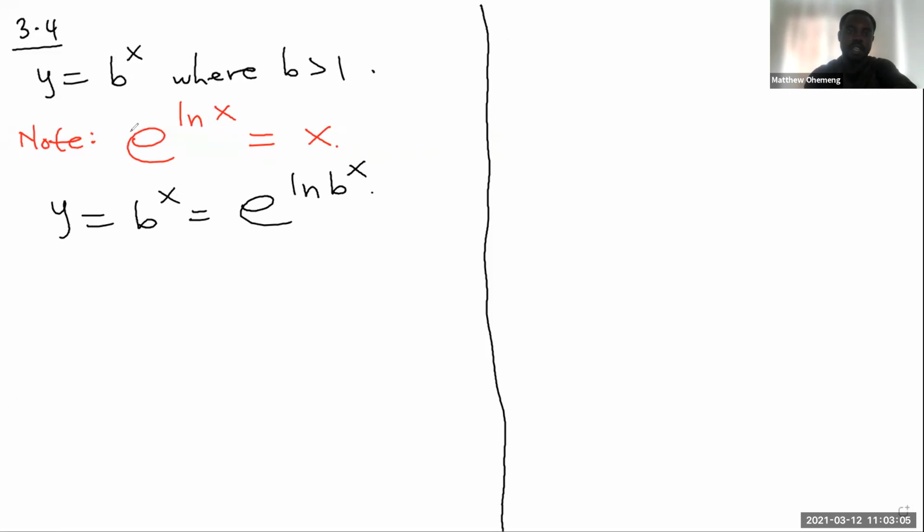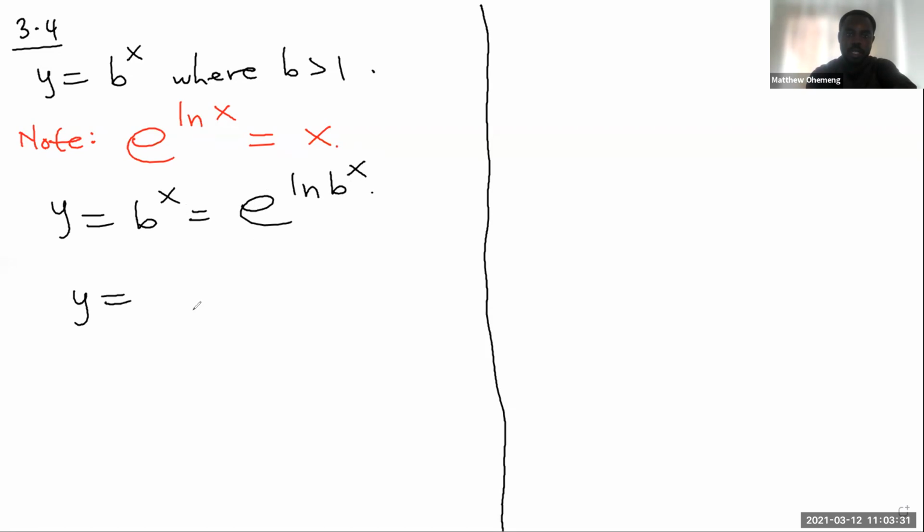In other words, when you take the natural log of something and you take its exponent, you get the same thing. So if I have b to the x here, I can just take the log of that b to the x and take its exponent, and then the e and the natural log will cancel out, and it will still give me b to the x. So this is where I am now, right?